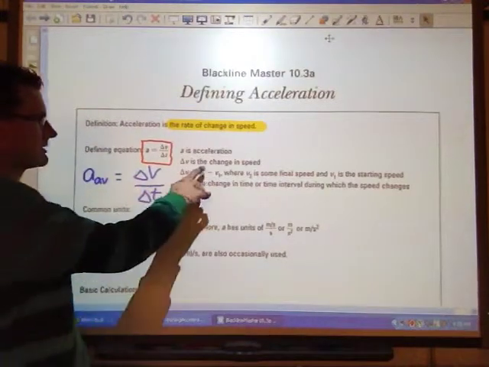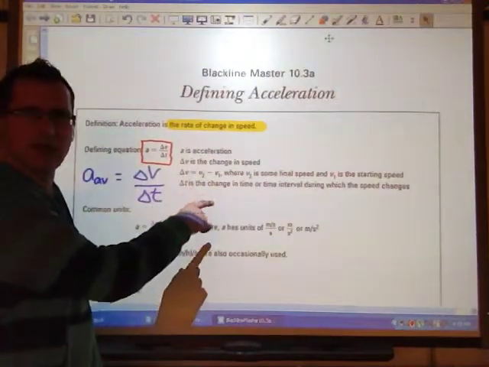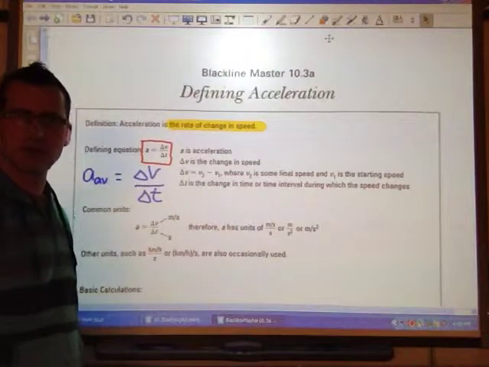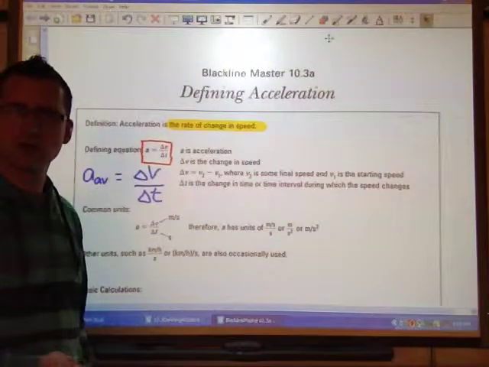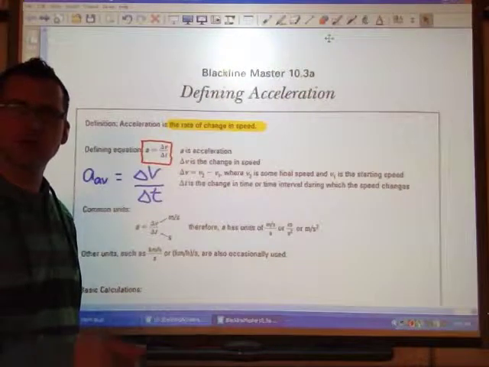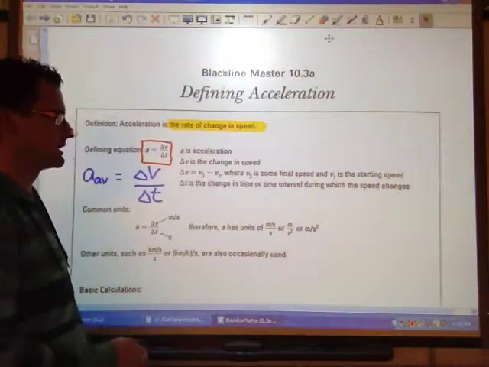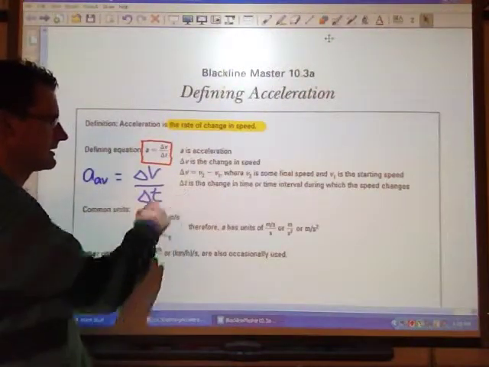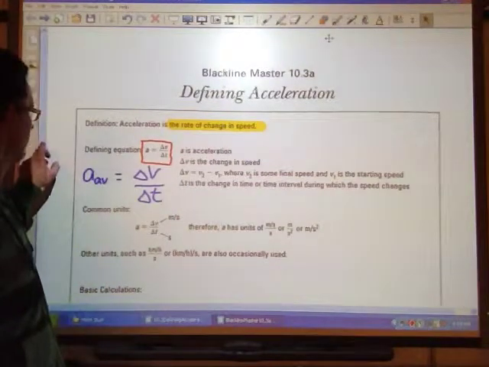So delta v is change in speed, where it's some final speed minus an initial speed. So for example, when you're going from 0 to 100 kilometers per hour, the change in speed would be 100 subtract 0 to get 100 kilometers per hour. And delta t is change in time.